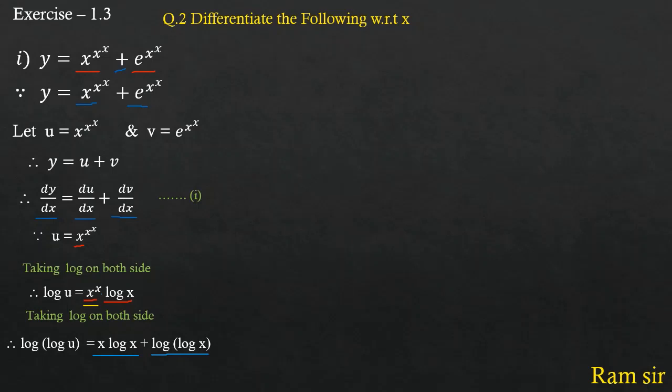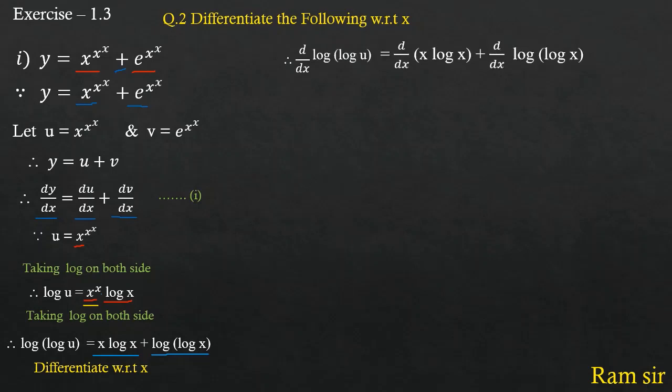Now in the terms which we are having, we are not having variable raised to variable, so वो problem solve हो गया है. You can differentiate both sides with respect to x. So in the next step I will write d by dx of the first term, that is log of log u, is equal to d by dx of x log x plus d by dx of log x. Now one by one we'll take the derivative.